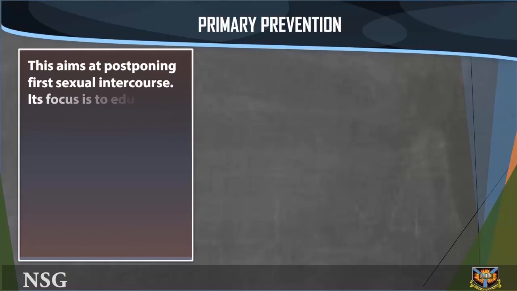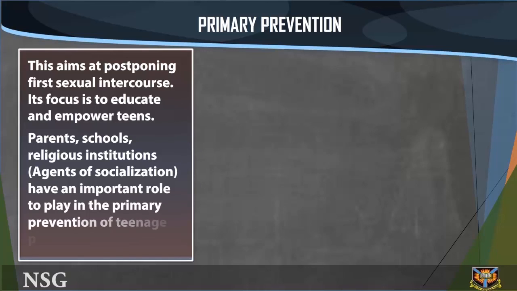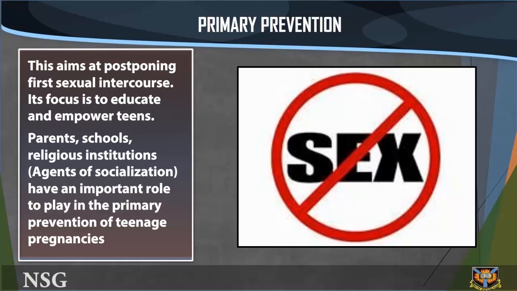Primary prevention. This aims at postponing first sexual intercourse. Its focus is to educate and empower teens. We can utilize primary prevention by: 1. Educating the teens on the risks and consequences of sex. 2. Empowering teenagers to prevent pregnancy by making contraceptives and emergency contraception easily available. 3. Access to information is crucial for young people who want to prevent pregnancy. 4. Parental involvement in prevention programs may reduce teenage pregnancy.